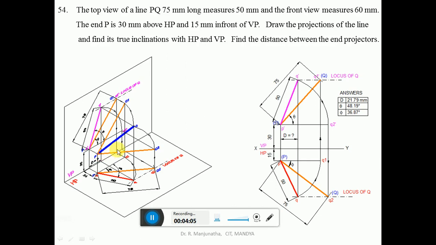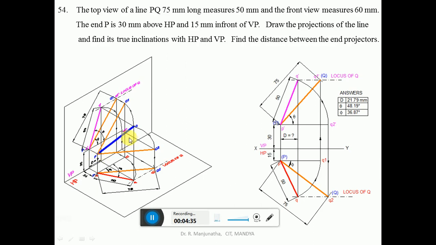a horizontal line, so that from here you measure PQ1, which will be parallel to HP. When it is made parallel to HP, from P you measure a distance equal to 60 mm. So from here you draw a horizontal line, and you are going to get the distance which is going to be 60 mm.